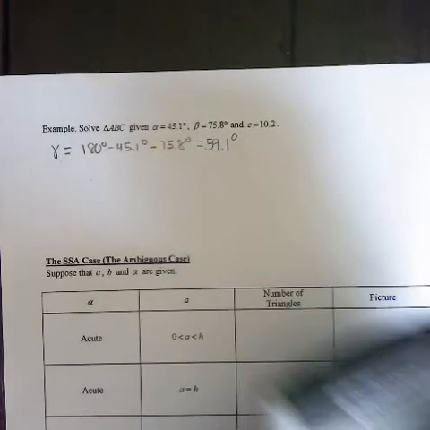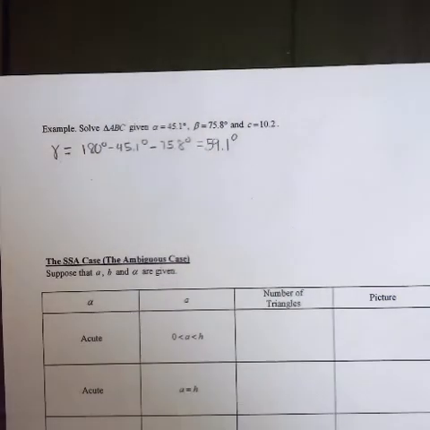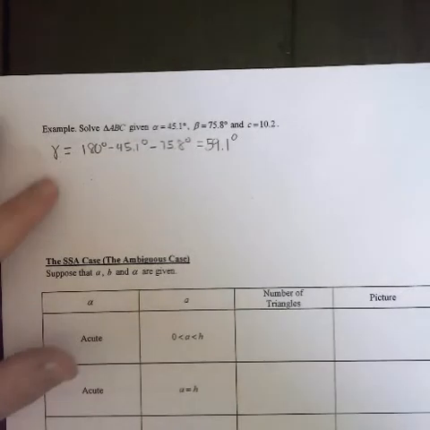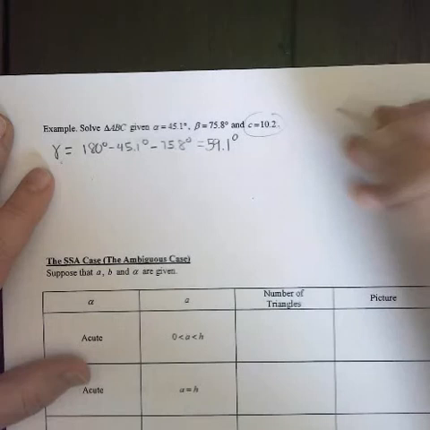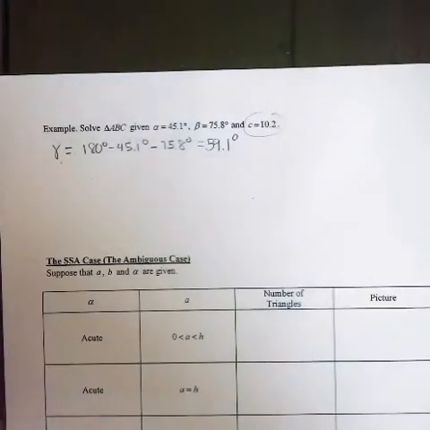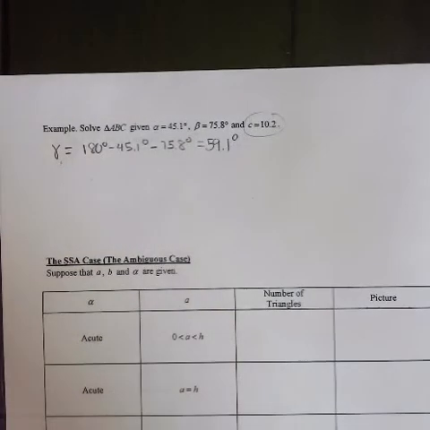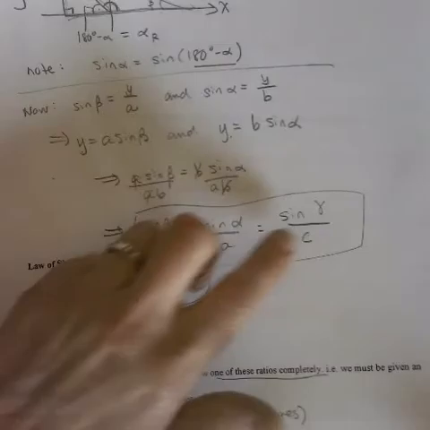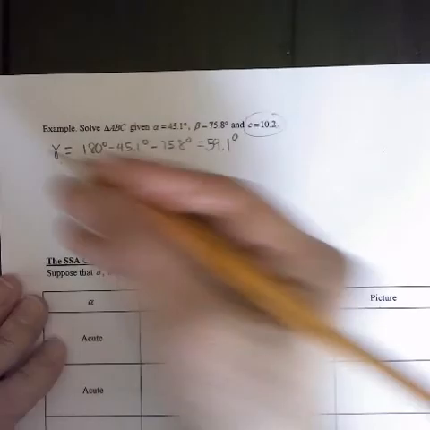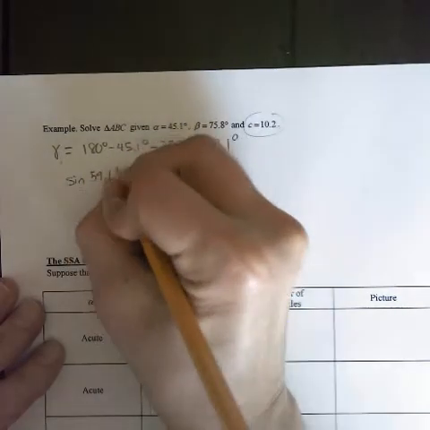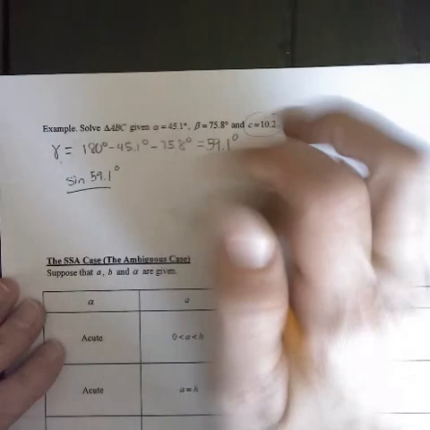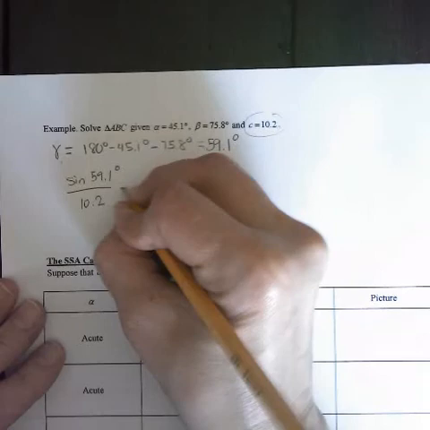And then you can draw a picture if you need to. C is the side that's given. That's going to be opposite of gamma. But you really don't need to draw a picture, because you should understand gamma and C are across from each other, and that's one of the ratios. The formula is very easy to remember because of that. So the sine of gamma, 59.1 degrees, over its opposite side, 10.2. That's our first ratio.